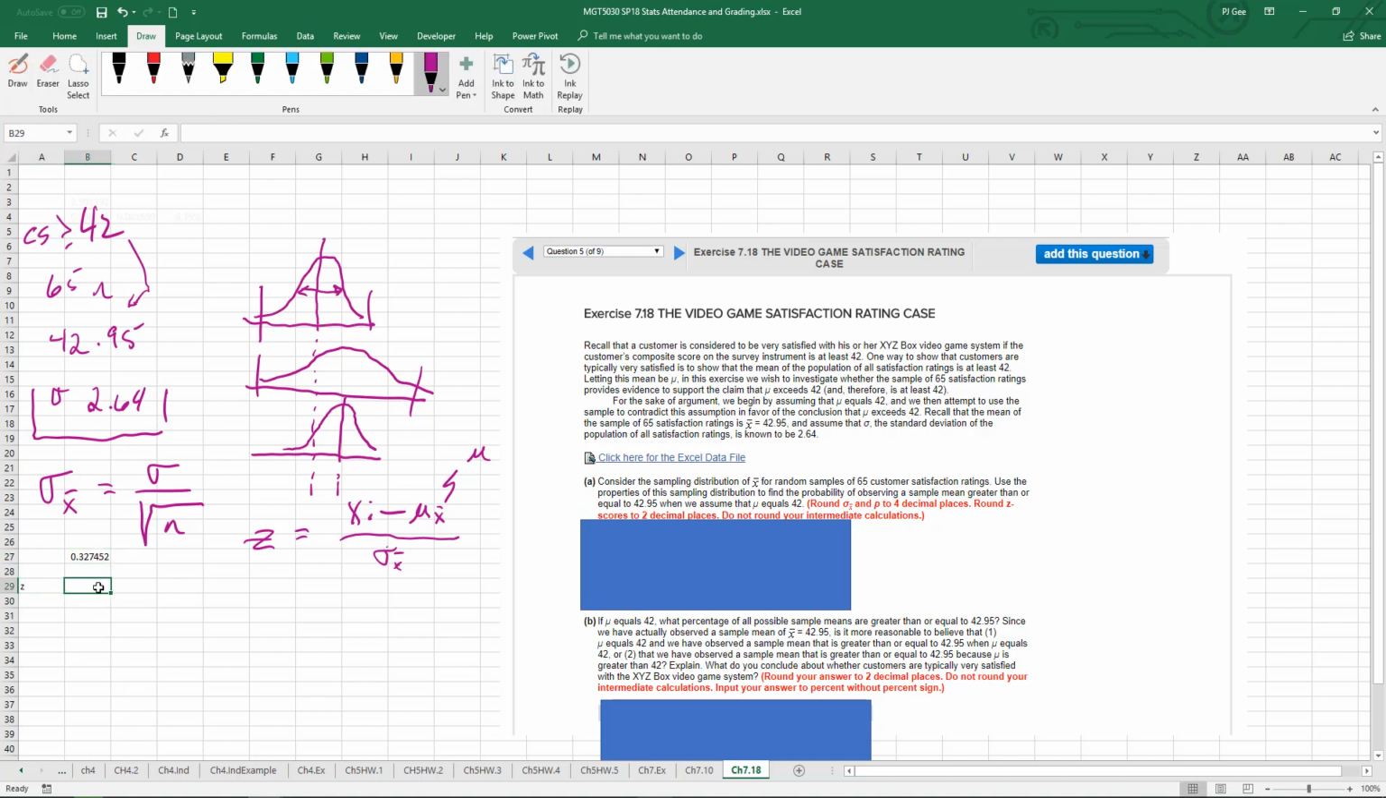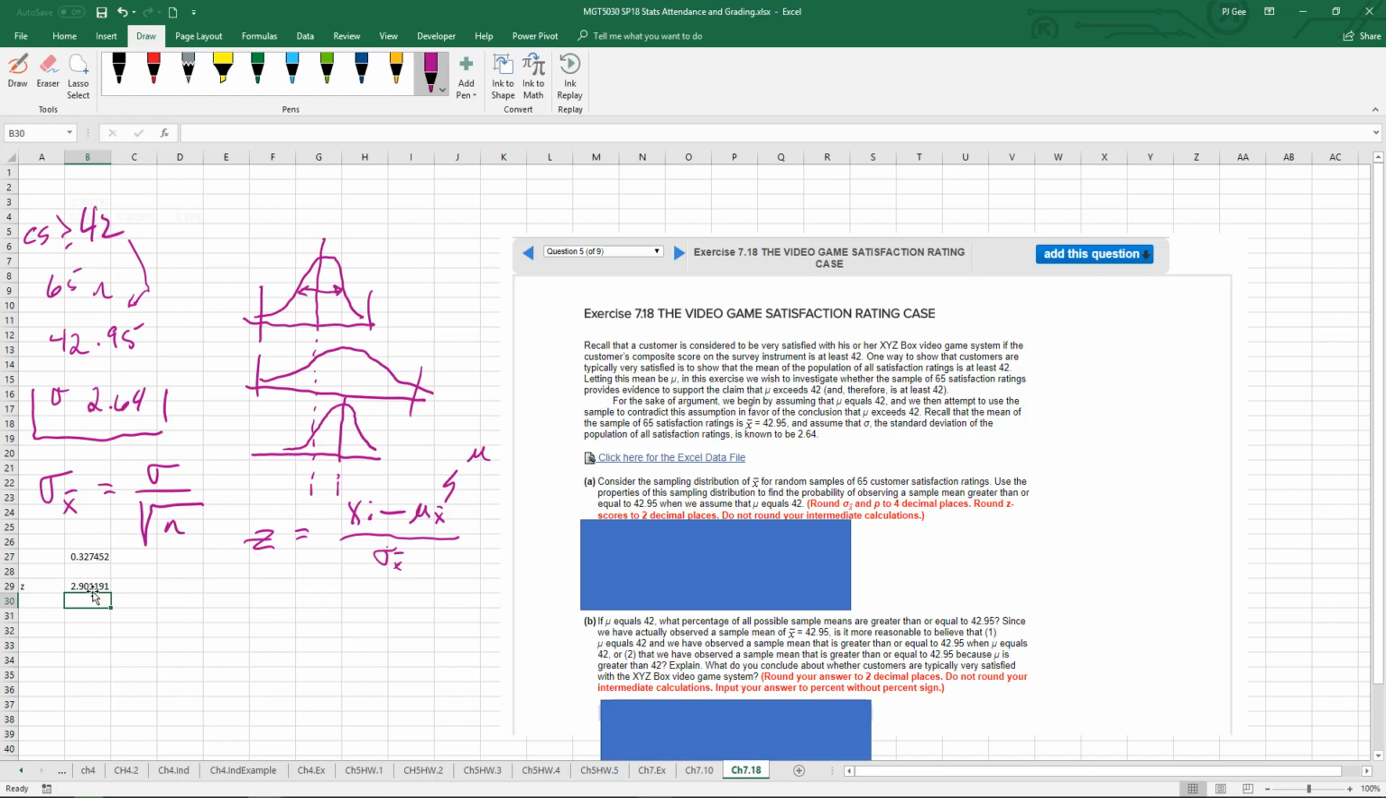So we're going to look up z here, try to get z, and z is equal to 42.95 minus the mean, and we're going to put that in brackets because we're going to divide by the standard deviation. I need to finish off my brackets there.